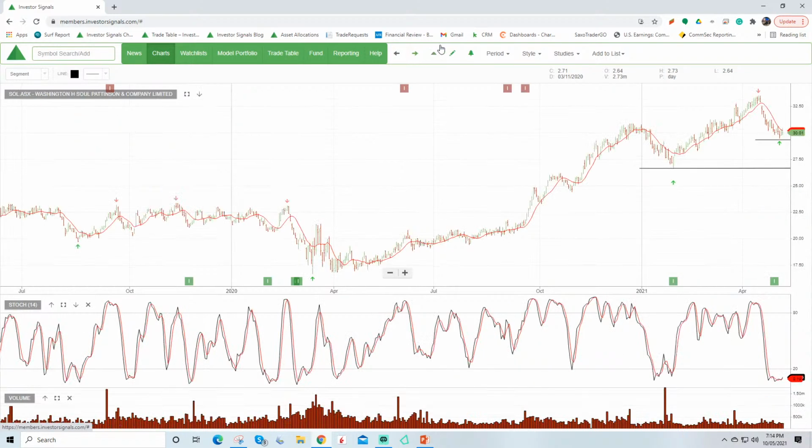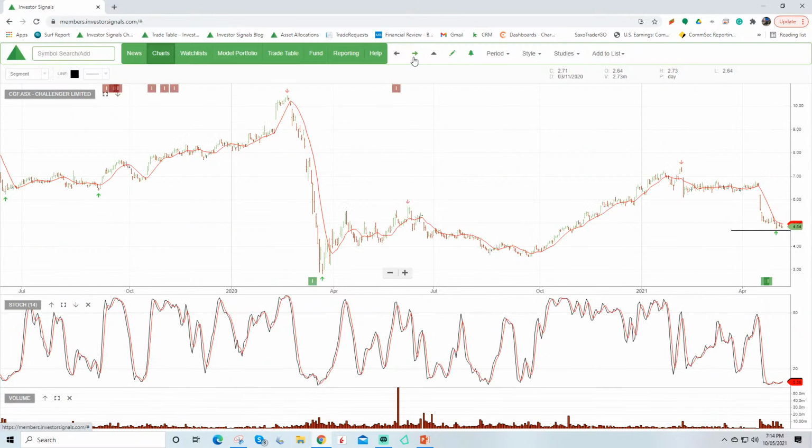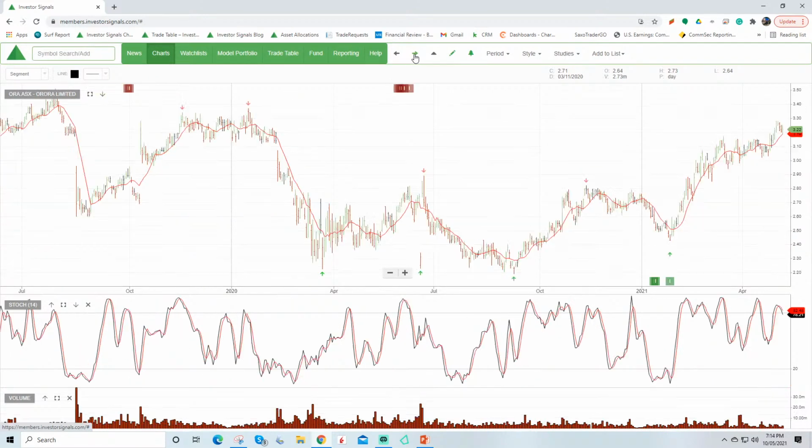Soul Pattinson now under buy conditions there, just at around that $30 level. JB Hi-Fi under algorithm buy conditions at $45, support there just below that. Challenger, under buy signals, but not really getting too excited about what we're seeing there on the fundamental earnings story.